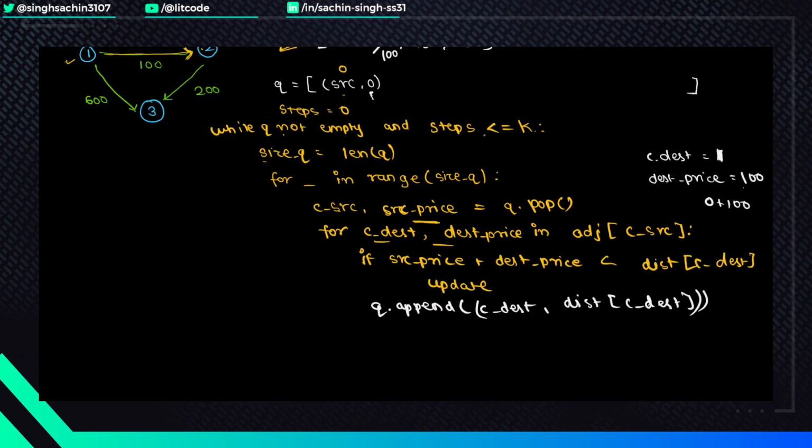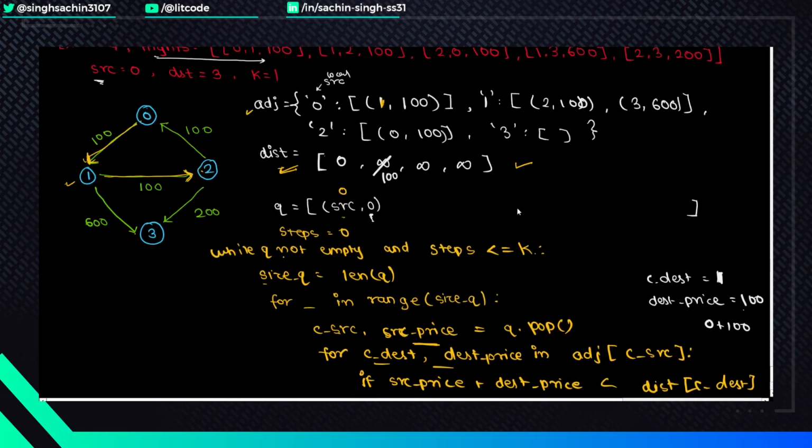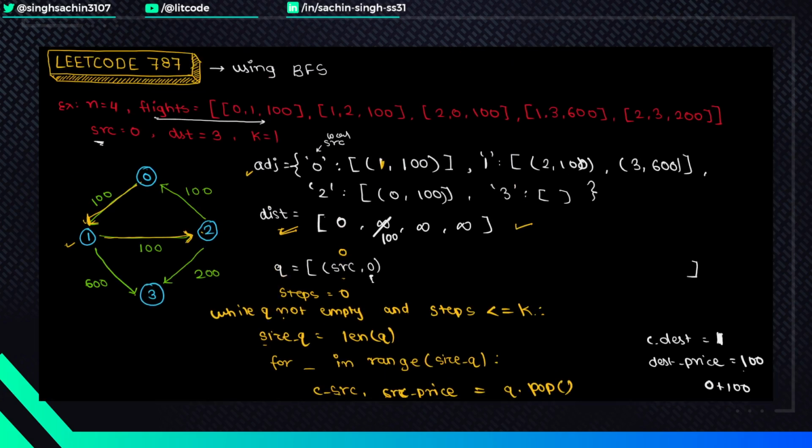At the end, you'll have to find out the value in the distance array for the destination we were looking at. If it is infinity, we will return -1, otherwise we'll return the value. So this is the complete logic for it. Let's check out the code for the same.